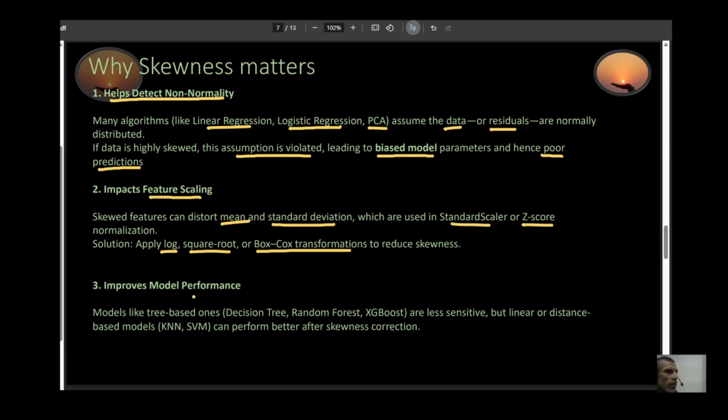Now, they can also help improve your model performance. So there are some AI and machine learning models like tree-based ones. For example, your decision tree, your random forest, your XGBoost, they tend to be less sensitive towards your skewness. But there are some linear or distance-based models. For example, your KNN, which is K nearest neighbor, your support vector machine, they can perform better after your skewness correction.